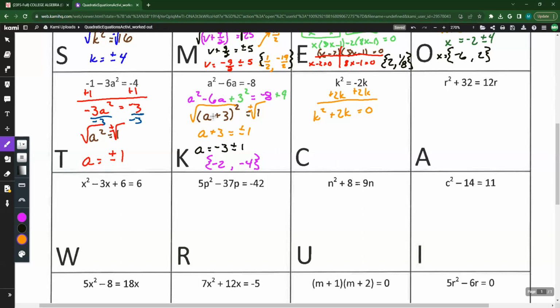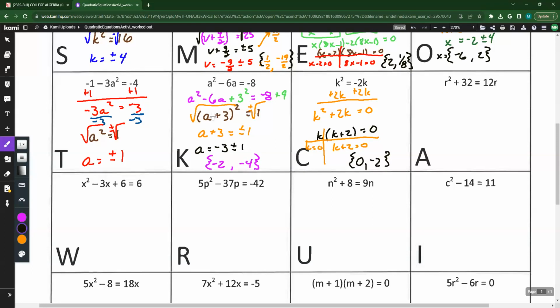Easiest way to solve this one is, I don't have any plain old numbers, so I can factor out a k from both of these. So this becomes k times (k plus 2) equals 0. I'm pulling it out, so it's going to look like a distributing problem. From here, I can set each one equal to 0. So k equals 0, and k plus 2 equals 0. If I subtract 2 from both sides, k is going to equal -2. And those will be my answers for that one.